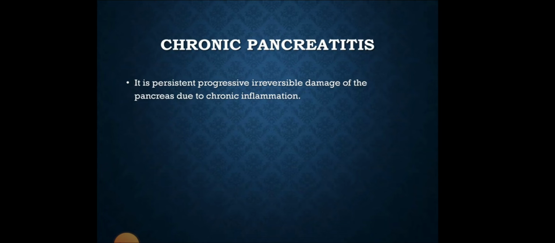Next is about chronic pancreatitis. It is persistent, progressive, irreversible damage of the pancreas due to chronic inflammation. And the difference between chronic pancreatitis and chronic relapsing pancreatitis: in chronic relapsing pancreatitis, in spite of the progressive destruction of the gland, there may be asymptomatic periods of varying duration. But in chronic pancreatitis, there is no such asymptomatic period, and the abdominal pain is continuous and unrelenting. That is a major difference between chronic pancreatitis and chronic relapsing pancreatitis.